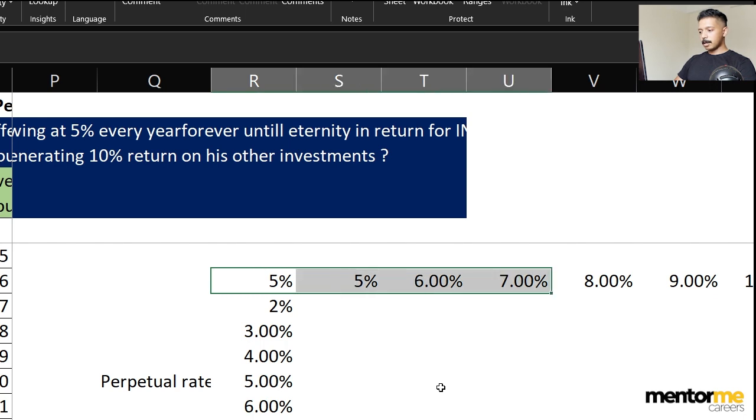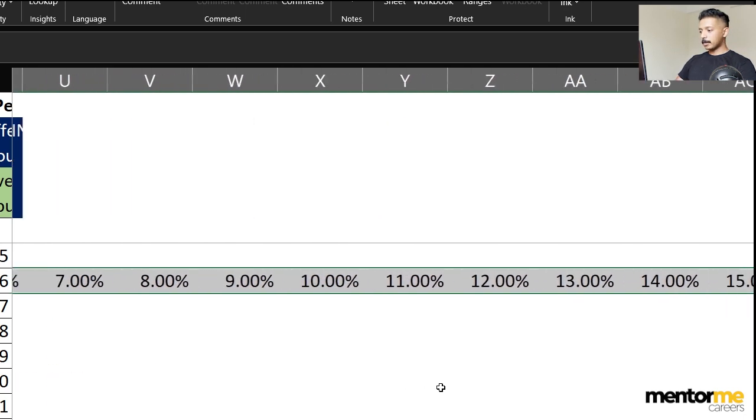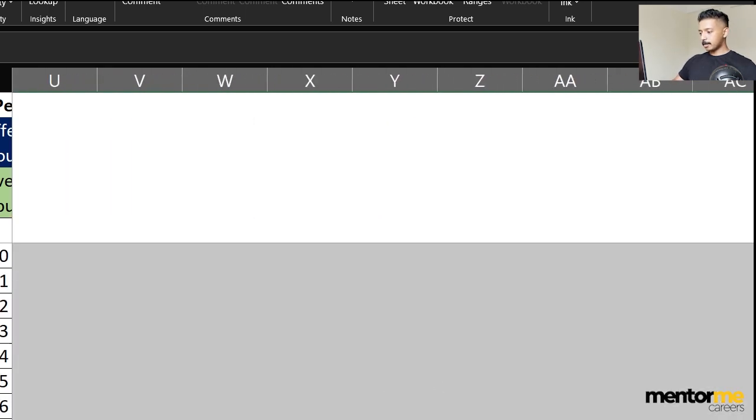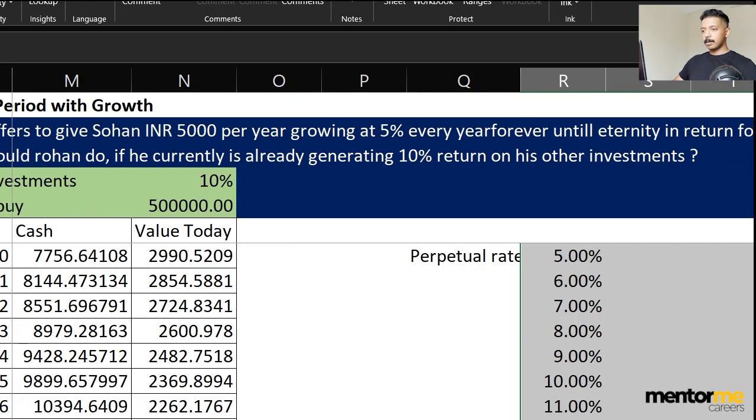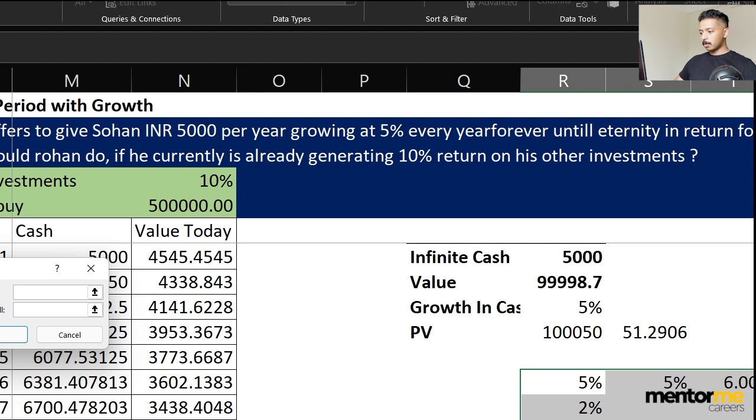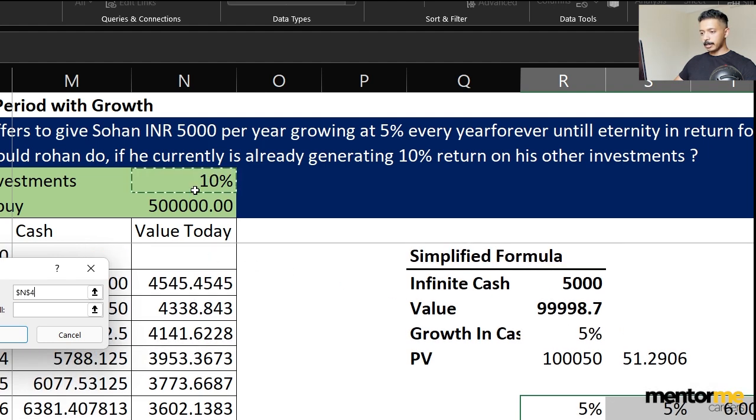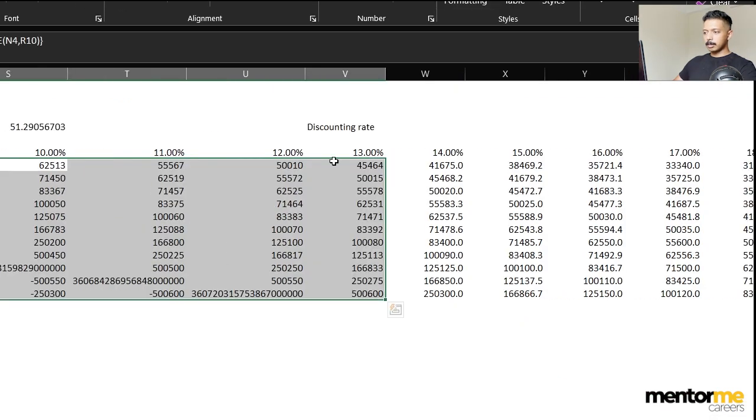Okay, so that's our quick data table out here. Let me select the data points. Now let's go to Data, What-If Analysis, Data Table. Row input is the discounting rate, so I'm going to select this, and column input is growth. This is how the data table would look.